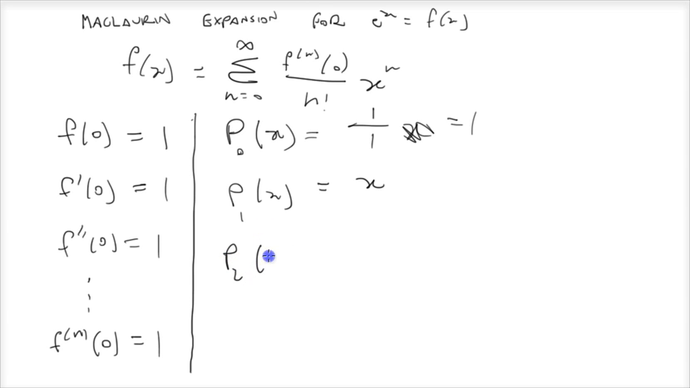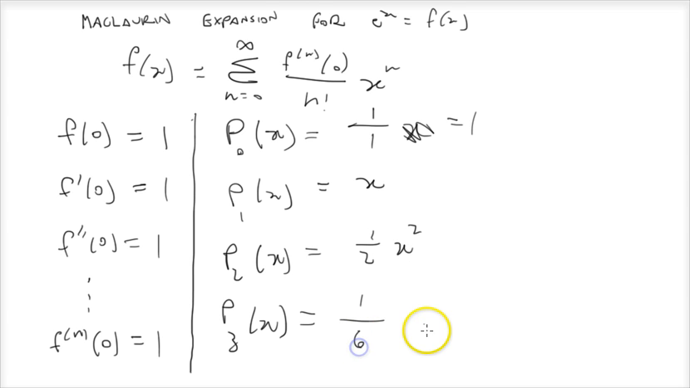Third term, so when n is 2, the second derivative is 1, and 2 factorial is 2, so that's going to be one half x squared. And then our fourth term, when n is 3, that's going to be 1. The third derivative is 1. 3 factorial is 3 times 2, which is 6, and this will be x to the third.